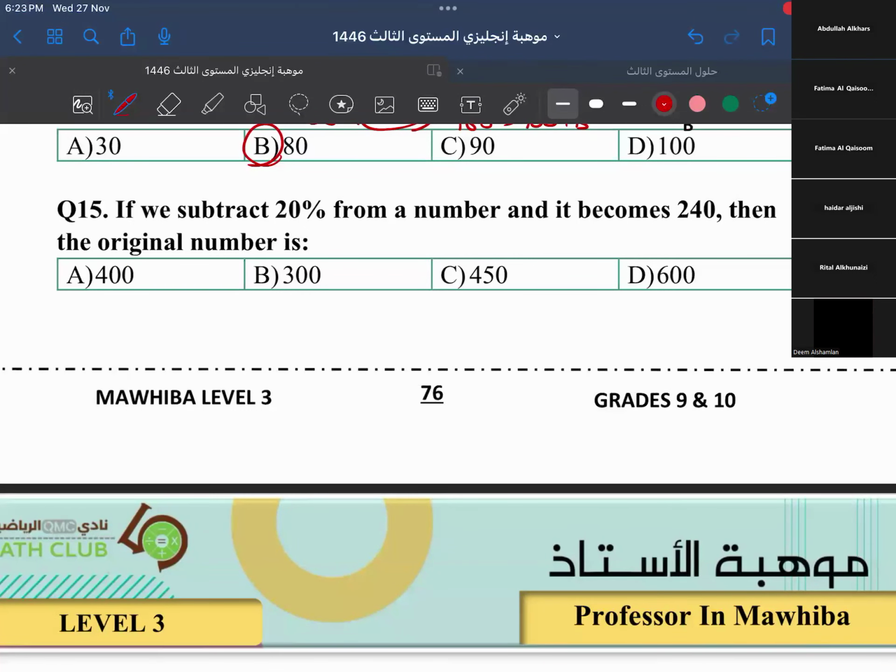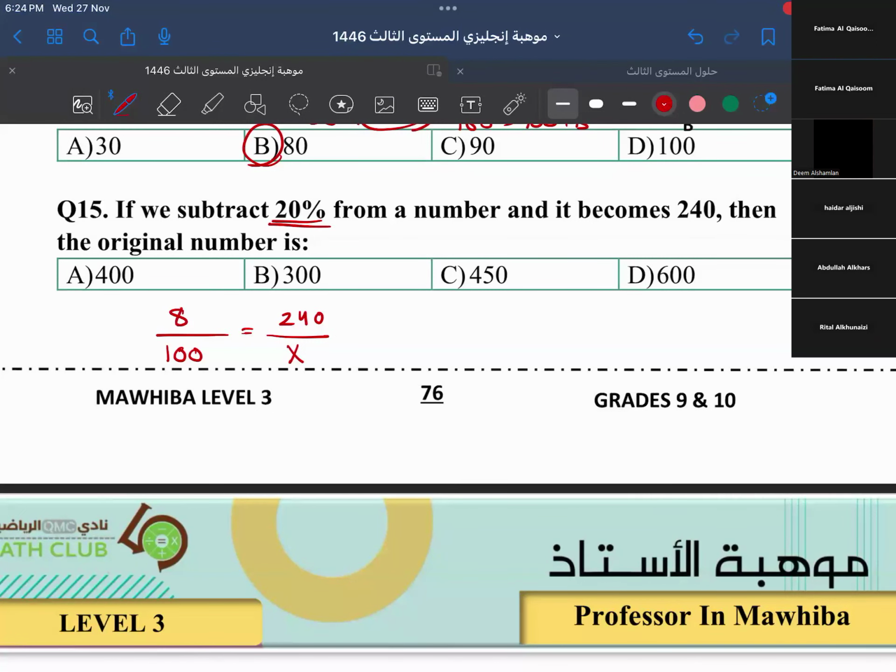Yes, Abdullah? Okay, so if we subtract 20% from a number and it becomes 240, and the original number is, so I think we do the equation 20 over 100 equals 240 over x. So here you're right. We're going to do this equation, 240 over x. But here, is it 20 or is it going to be something else? It's going to be 80 because 240 is 80% of.